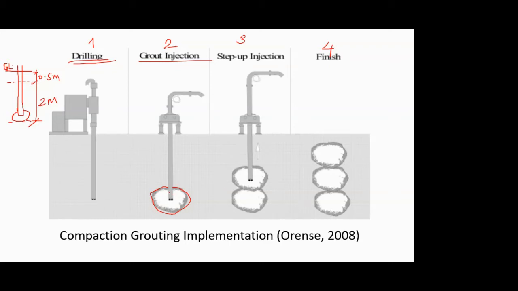Once this bulb is formed, the drilling casing will be withdrawn or taken up, and then the second bulb will be formed just above the first one. Then again the same process, it will be withdrawn, and then the third. In this way you will get a sort of pile kind of structure.